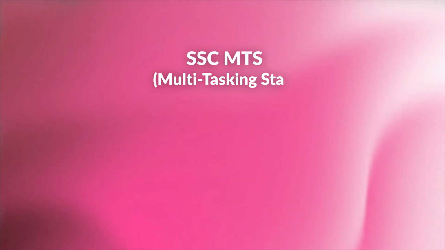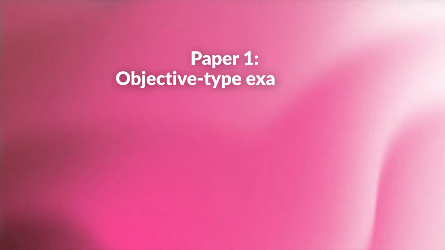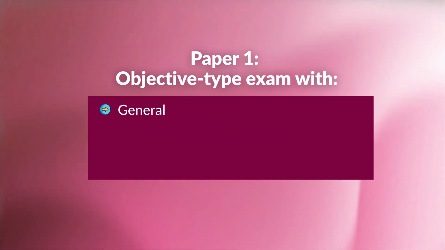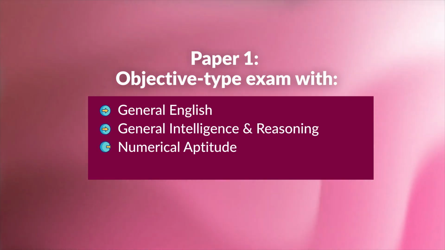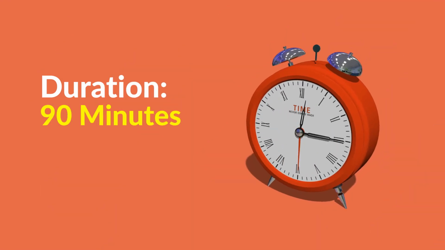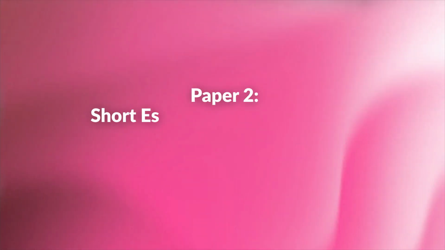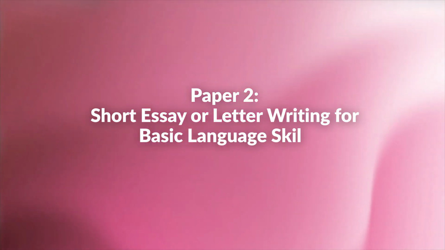Number 4. SSC MTS Multitasking Staff. This exam is conducted in 2 stages. Paper 1 is the objective type exam, which includes general English, general intelligence and reasoning, numerical aptitude and general awareness. You will have 90 minutes for this exam. Paper 2 is a short essay or letter writing for basic language skills.